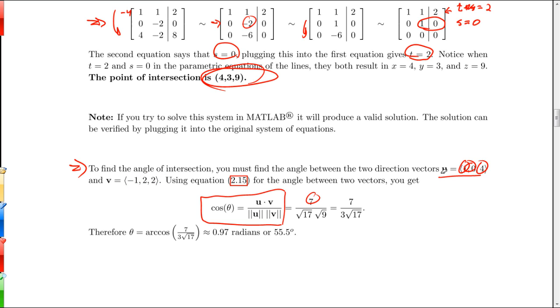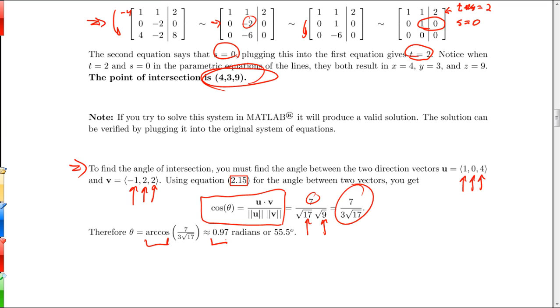Alright, and then the size of u is just the square root of 1 plus 0 plus 16. And the size of v is the square root of 1 plus 4 plus 4. That's the square root of 9. Do a little simplifying, I get the cosine of the angle. If I actually want the angle, I have to use the arc cosine, or the acos in Matlab.